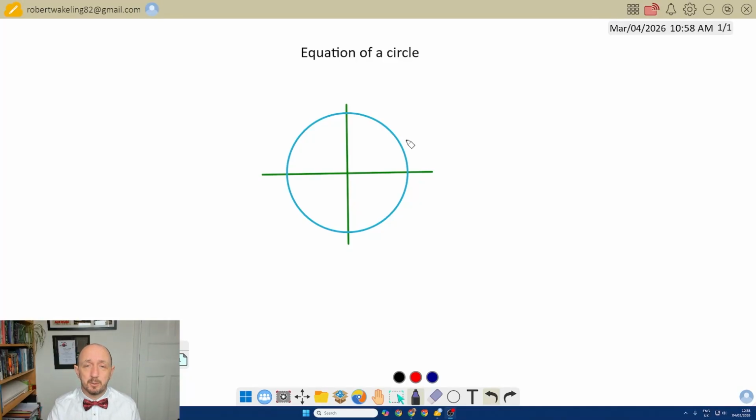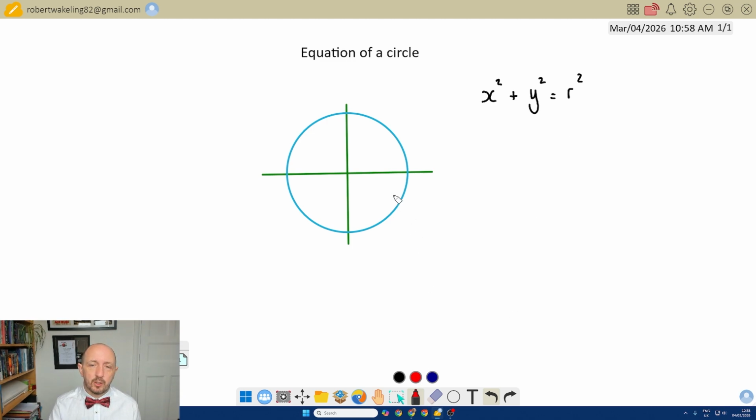In this video, we're going to be looking at the equation of a circle, and the equation itself is not too bad to learn. x squared plus y squared equals r squared. Very similar to Pythagoras, a squared plus b squared equals c squared. So x squared plus y squared equals the radius squared.